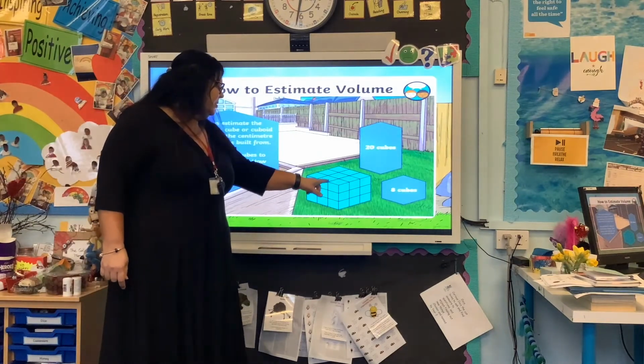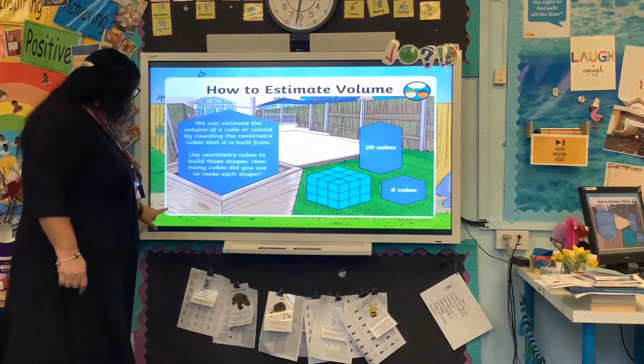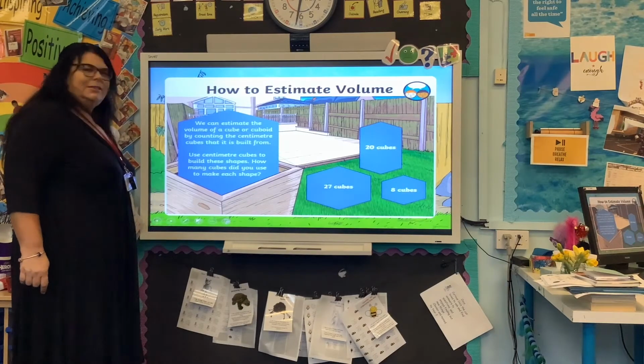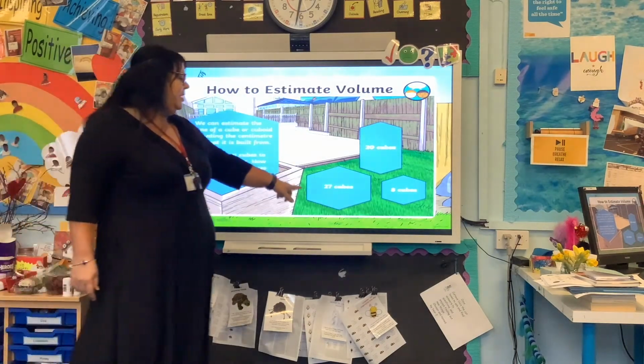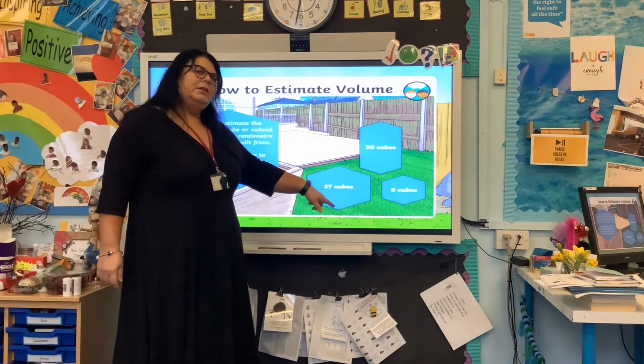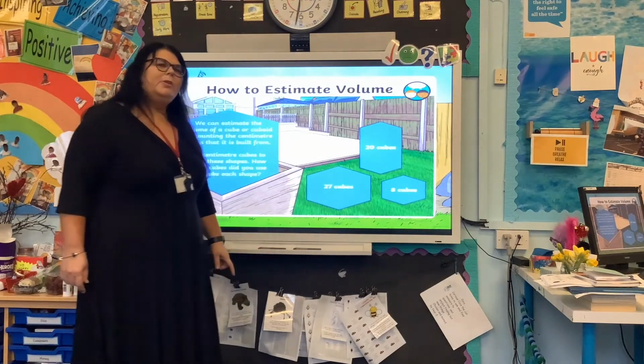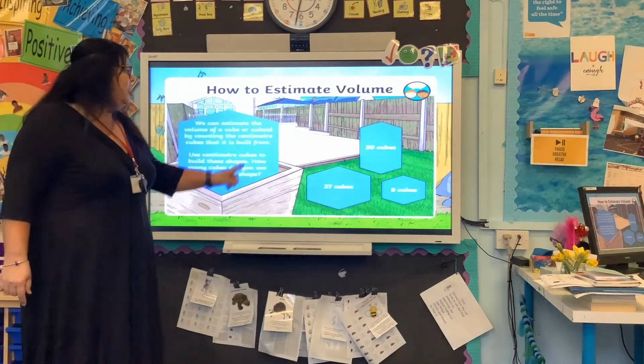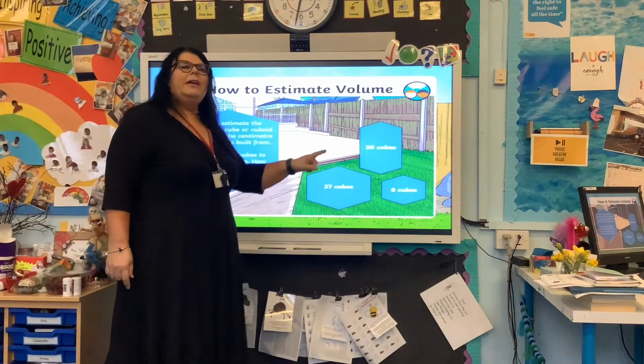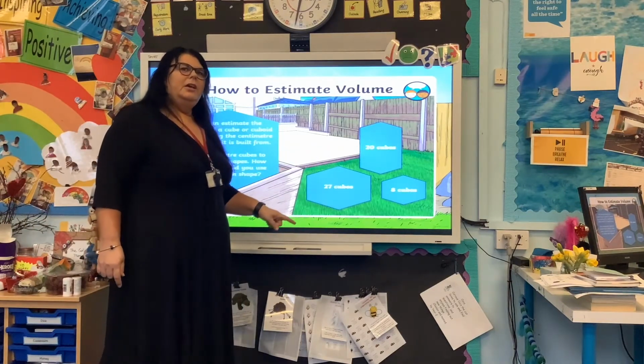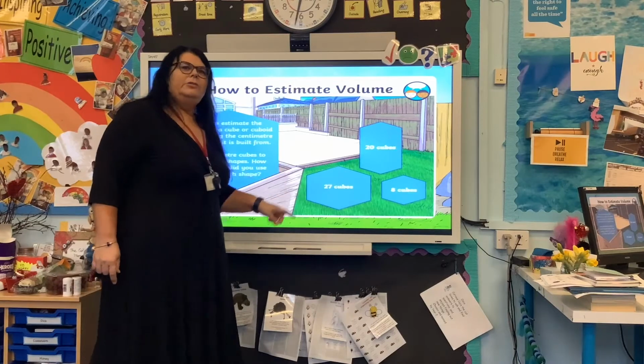So then this one, we've got 3. What do we think this one might be? 27 cubes, because we had 3 times 3 times 3. And that's what we're going to look at for Year 5, is working out the volume, not by counting the cubes, but by using the maths.